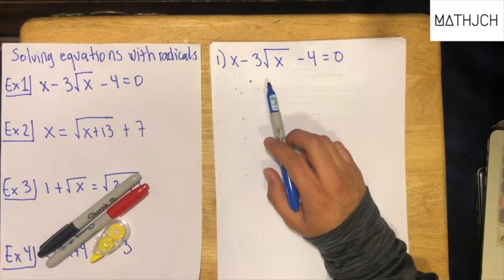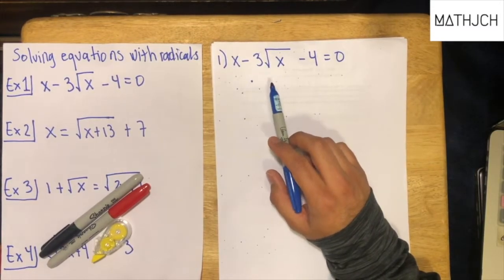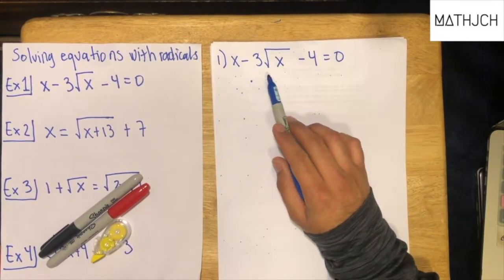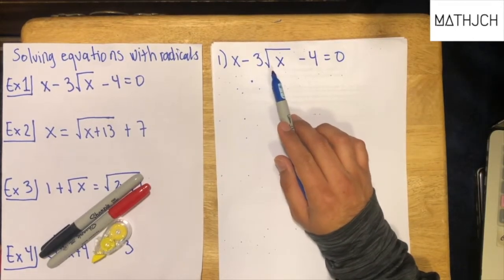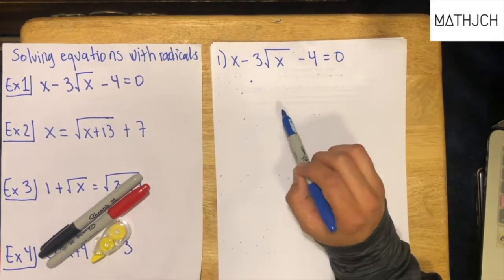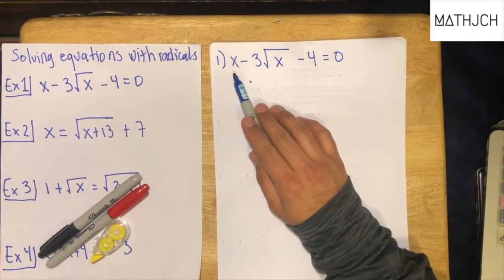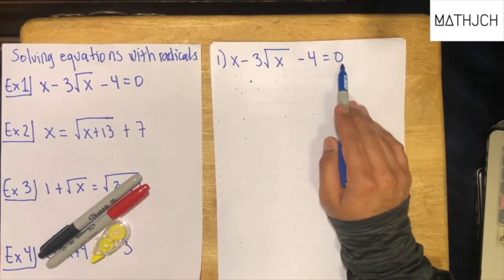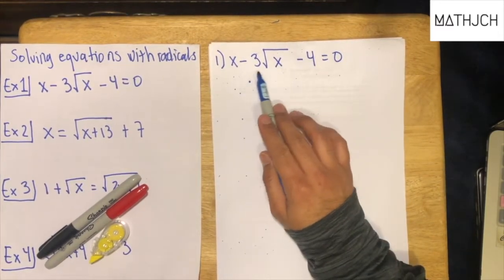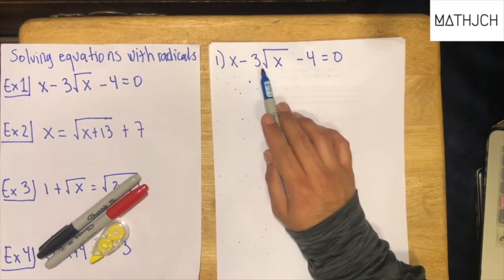The first step to solve equations involving radicals is to leave the term that has the radical by itself on one side. Okay? Notice that this term does not have a square root. This one does not, this one does not. So this term has to be by itself on one of the sides.